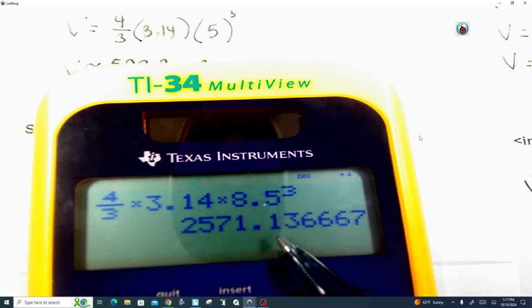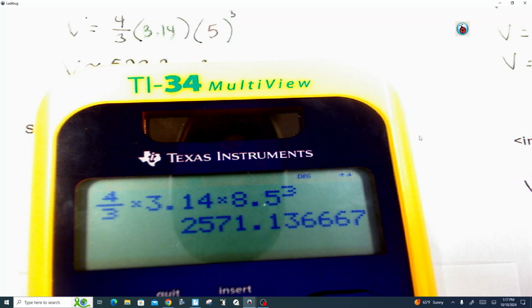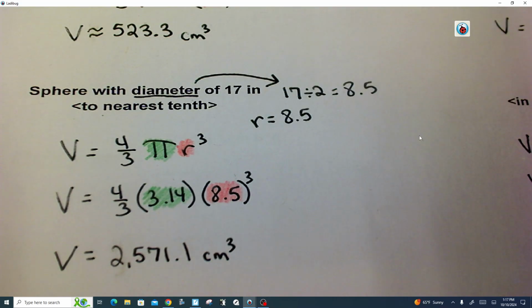And then it's a matter of, is it this? Now, if your decimals are off, but you're pretty much at 2571 or something real close to it, did you use the pi button on the calculator, or did you use 3.14? Okay, and so that's one thing you want to make sure. But what's this going to round to, though? 2,571.1. And there's our answer.